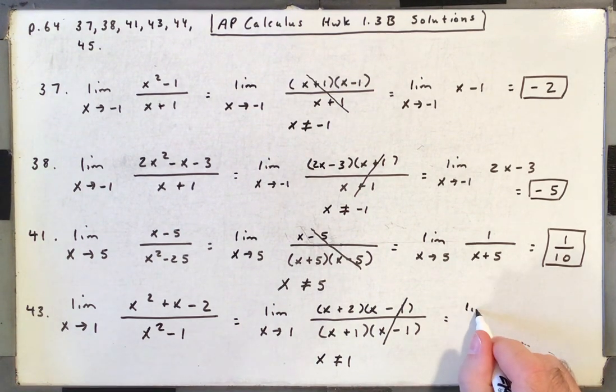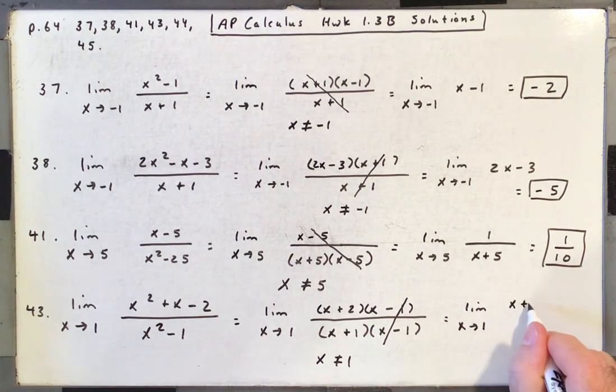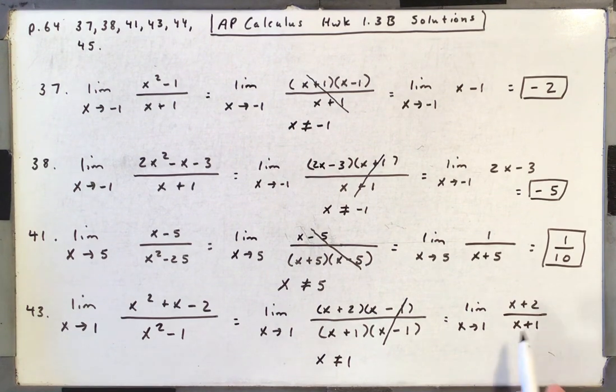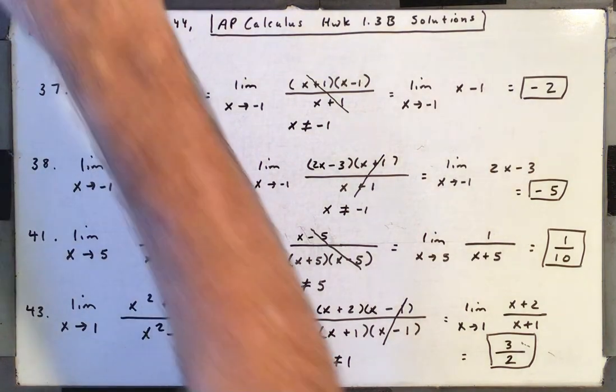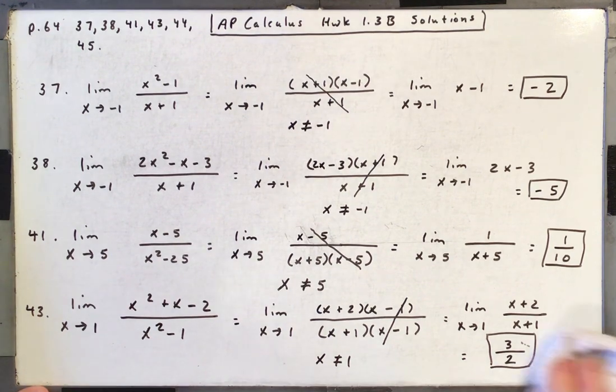So that's going to be the limit as x approaches 1 of x plus 2 over x plus 1. Now we can plug in. We're not going to get a 0 over 0. That's going to be 3 over 2. Brilliant. All right, that does 4 of our 6 homework problems. I'm going to go ahead and erase this.